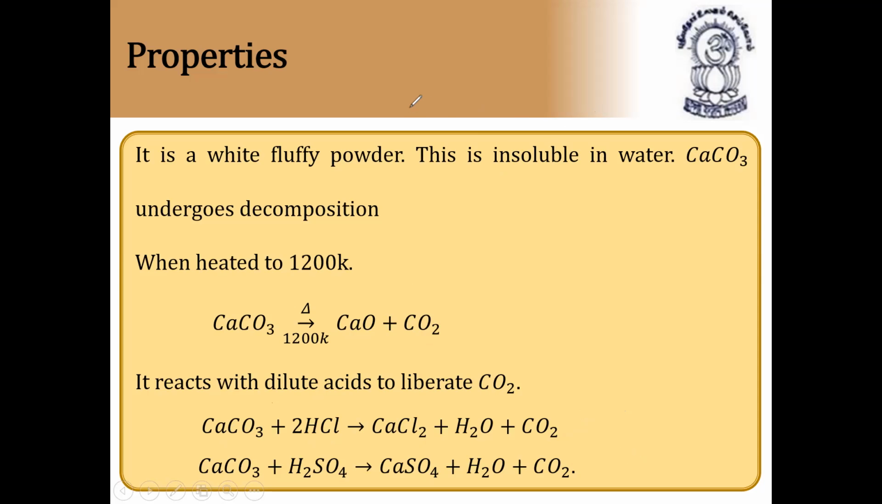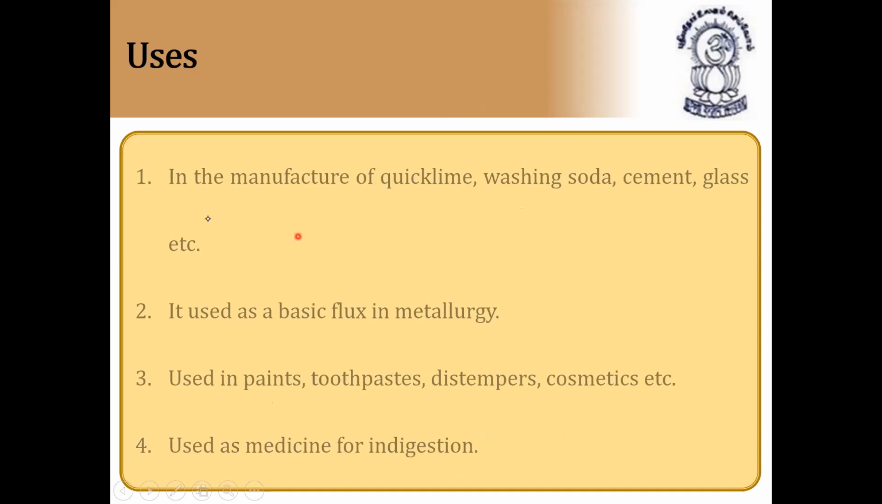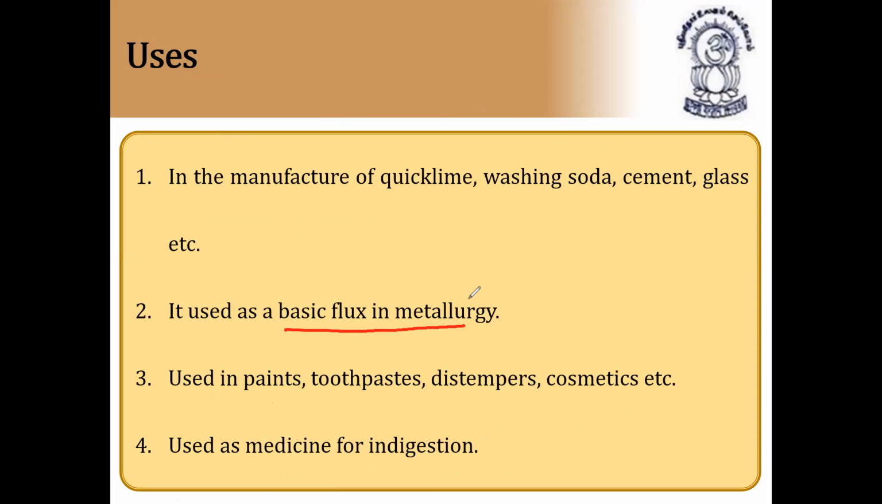Next, continuation. Uses. Calcium carbonate is used in the manufacture of quicklime, washing soda, cement, glass, etc. It is used as basic flux. What is basic flux? Actually, I already told you, it is used as basic flux in metallurgy because calcium carbonate on heating forms calcium oxide plus carbon dioxide.